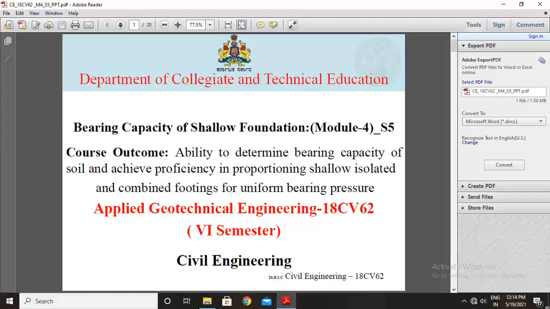Today I want to conduct the Module 4 class of Session 5. The title of Module 4 is Bearing Capacity of Shallow Foundation. The course outcome of Module 4 is the ability to determine the bearing capacity of soil and achieve proficiency in proportioning shallow, isolated and combined footing for uniform bearing pressure. So this outcome comes from Module 4. The title of the subject is Applied Geotechnical Engineering. The subject code is 18CV62, in the 6th semester of Civil Engineering departments.